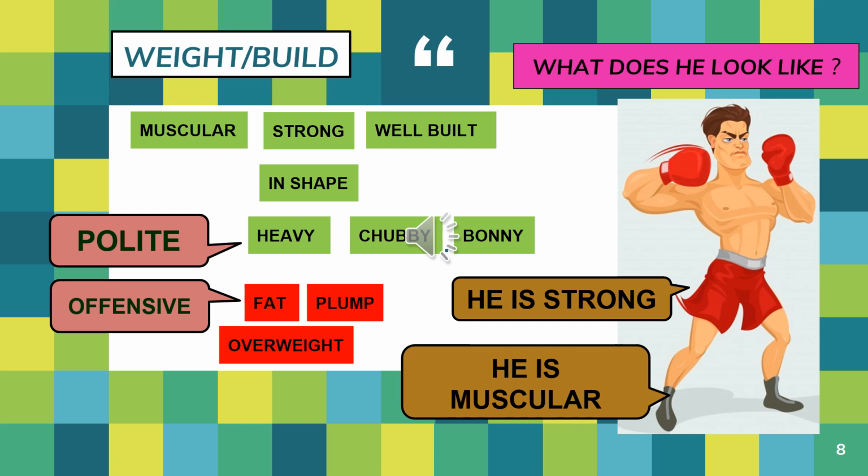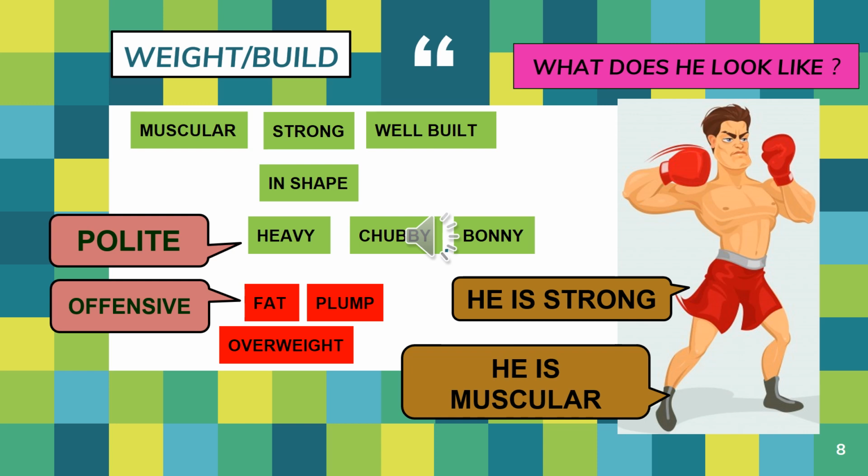The next point to describe someone's physical appearance is their weight or build. The words that can be used to describe someone are muscular, strong, well built, in shape, heavy, chubby, and bony. You can use fat, plump, and overweight, but those words are offensive to use when you are describing someone's weight.